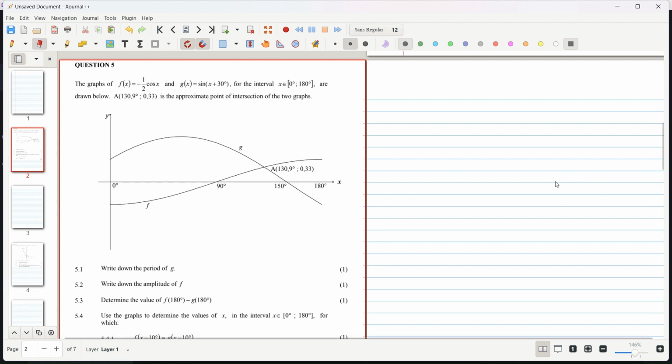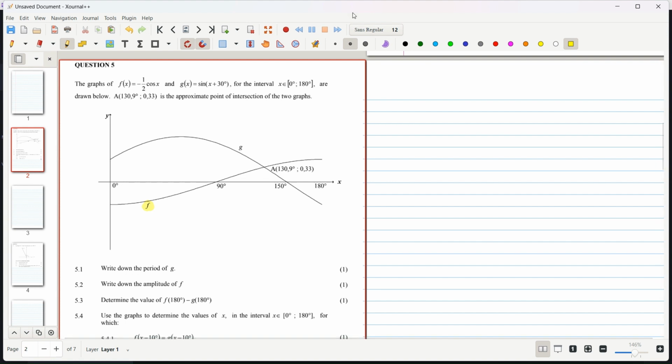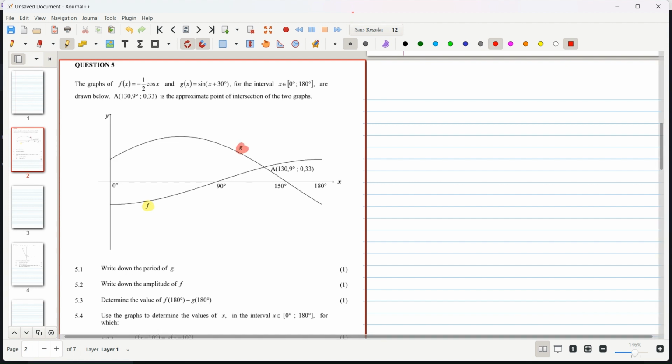Okay, let me highlight. So this f of x is given by this function here, right? And then g is given by this function here, right? So we have two functions here. We have f and we have g. It's very important to take note.